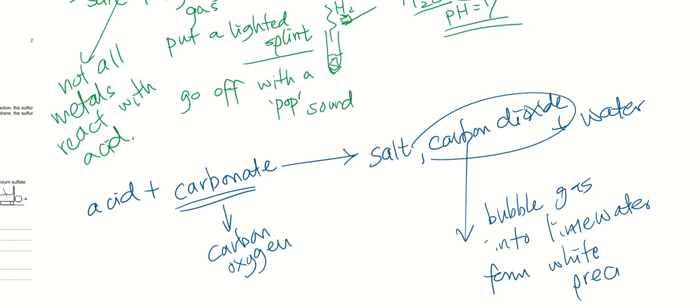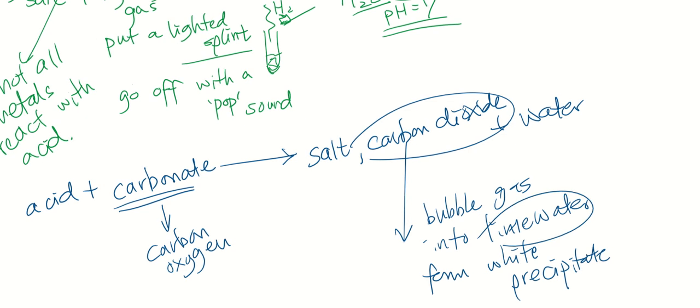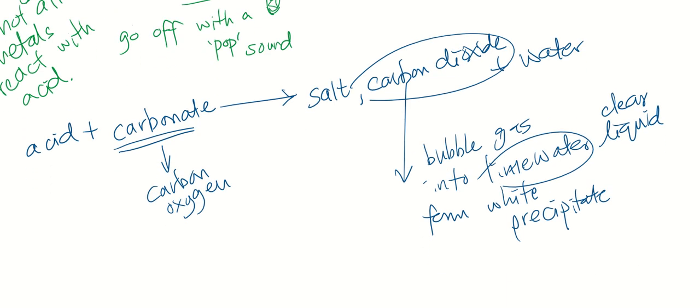What is precipitate? The lime water is a liquid, so it's clear at first. But when carbon dioxide is bubbled in, there will be a white precipitate. That means there will be something cloudy being formed. Please refer to your notes for this. So these are the three reactions of acids you need to memorize.